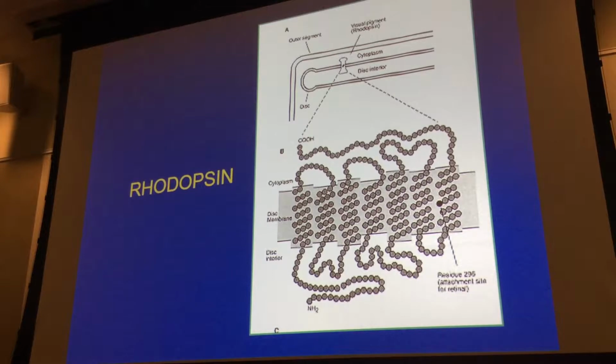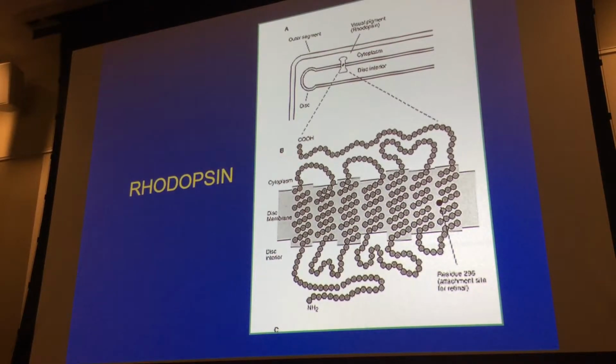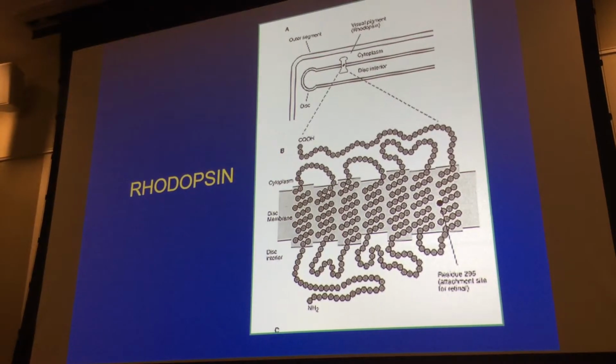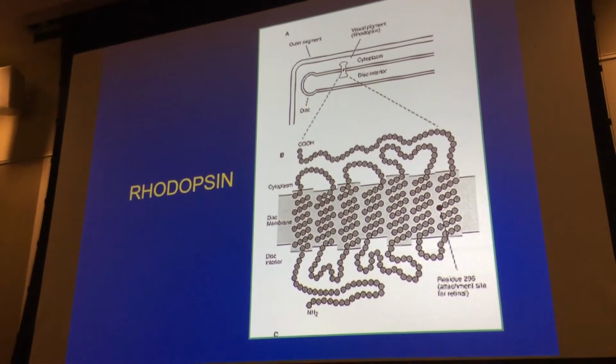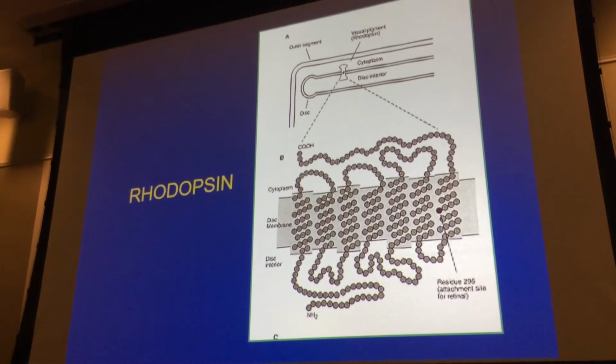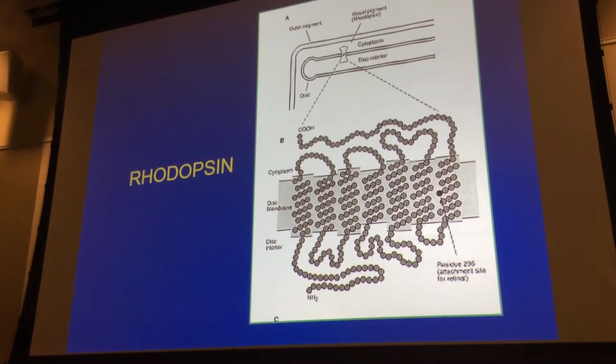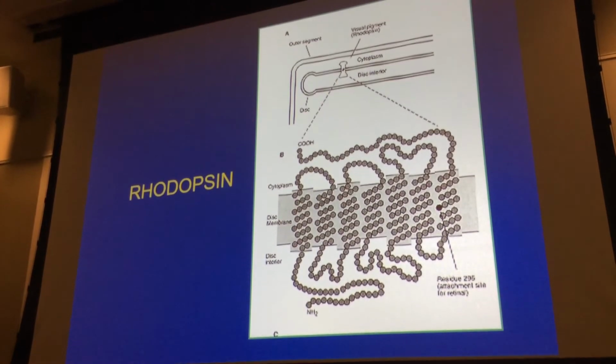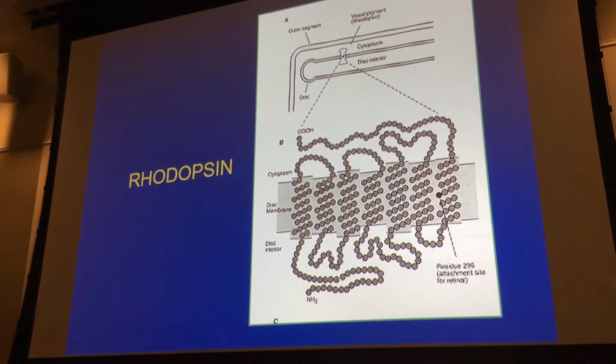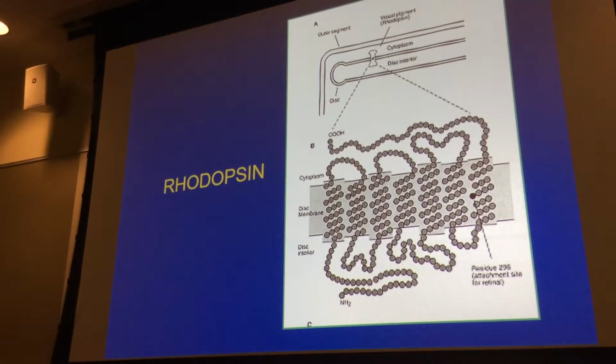So rhodopsin. Rhodopsin is the light receptor in the rod outer segment. The function of rhodopsin is to bind to a photon of light. So this is a unique receptor. The agonist for this receptor is light. When rhodopsin is exposed to light, it becomes bleached, and it then undergoes a conformational change to produce signal transduction through a G protein, which we talked about last time, called transducin, or G sub T.